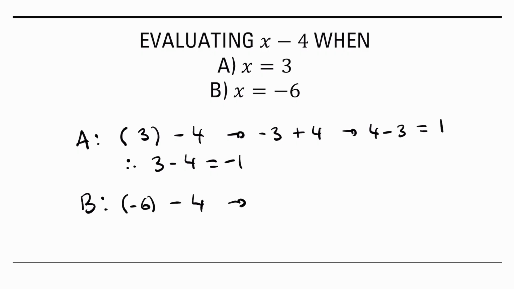So negative 6 minus 4, I would then flip the signs. I would say, all right, can we make that 6 plus 4, which equals 10? Therefore, negative 6 minus 4 must equal the opposite of 10, which would be negative 10.